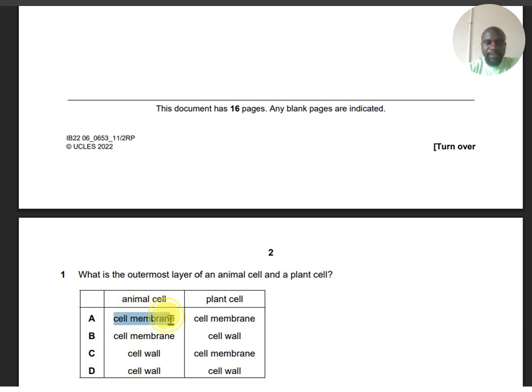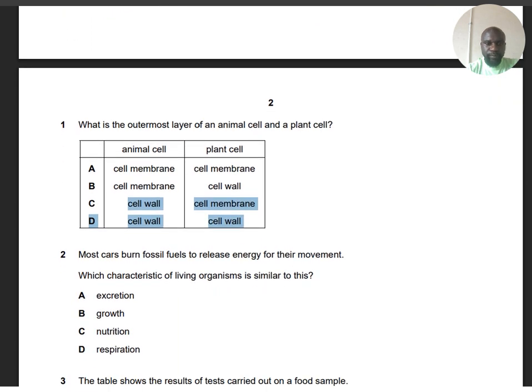A, there is the cell membrane in animal cell, and B, cell membrane in plant cell. In plant cells, the outermost layer is the cell wall. So the correct answer here is B, because we have got the cell membrane as the outermost layer in animal cells, and the cell wall in plant cells. This is the correct answer, which is B. And these are the options. They are not correct. So let us now move on to number two.